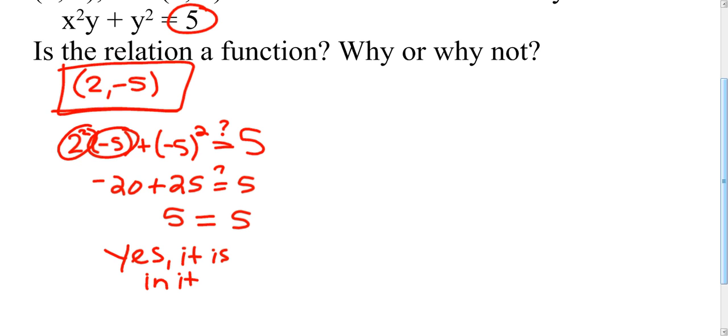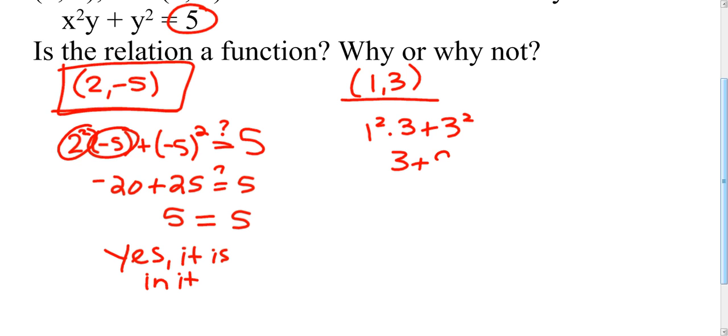Okay, if I test 1, 3, then I will do 1 squared times 3 plus 3 squared. 1 squared is 1 times 3 is 3. And then 3 squared is 9, and I get 12. And 12 does not equal 5 like it says it's supposed to, so this is not in the relation.